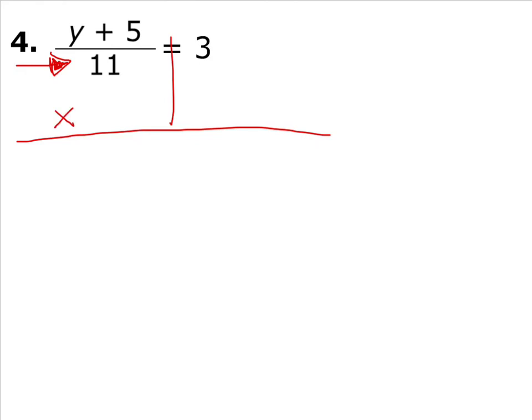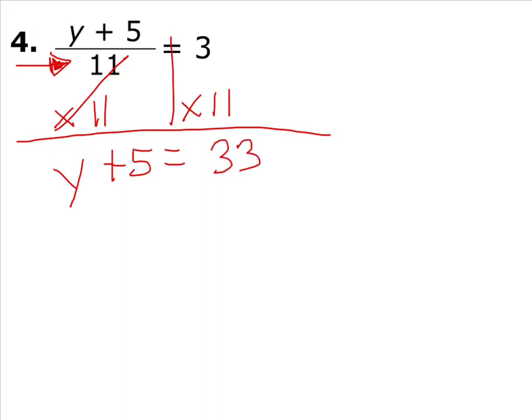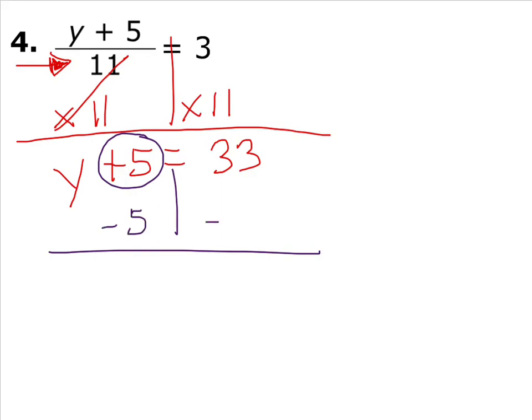So we're going to have to multiply times 11, both sides. So my 11's cancel, which leaves you just y plus 5 equals, well, we know that 3 times 11 is 33. Okay, good. Now let's do our next balance beam here. We know we're going to have to get rid of plus 5. Well, we know to get rid of plus 5, we have to subtract 5. My 5's cancel, which leaves you with just y equals 33 minus 5 is 28.